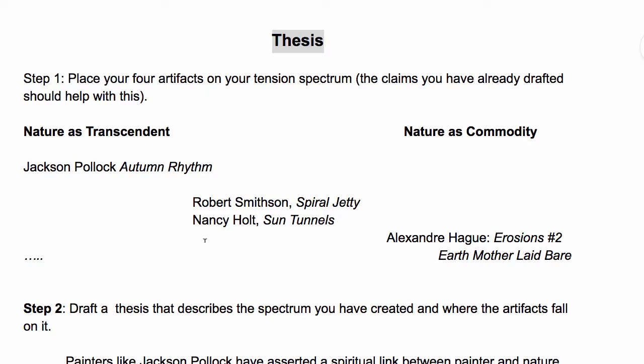My point is not that you need to have artifacts that spread across the spectrum like these do, but that what you need to do is look at the artifacts you have and ask, where do they fall on the spectrum, and visually, physically line them up. Maybe all 4 of yours would be under nature as transcendent, or maybe all 4 of yours would be under nature as commodity. That's fine. You're not required to have balance in your paper. You're just required to make an accurate and convincing reading of where on the spectrum each artifact falls. I just wanted to give you a complex example so you could see sort of not a worst case scenario, but a most complicated case scenario, because the variations are easier to do.